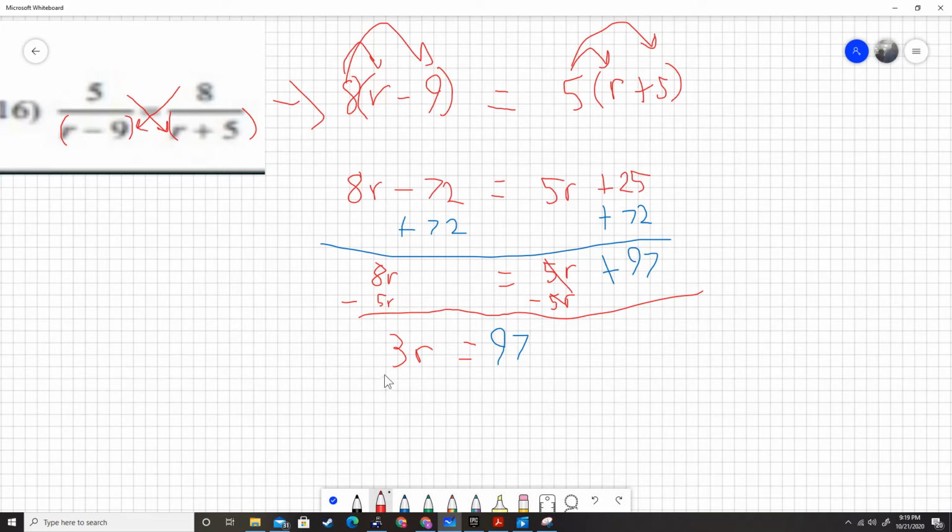My next step here, I need to get this 3 away from this r. Right now, they're both being multiplied by each other, which means that we are going to have to go through and divide. So right here, both of these will cancel out, leaving me with just r.